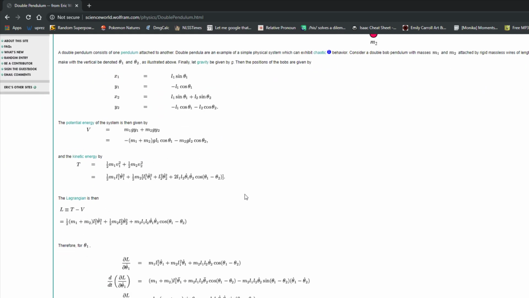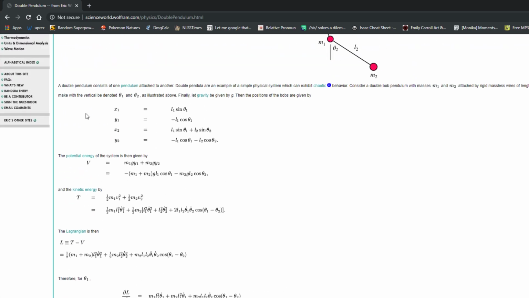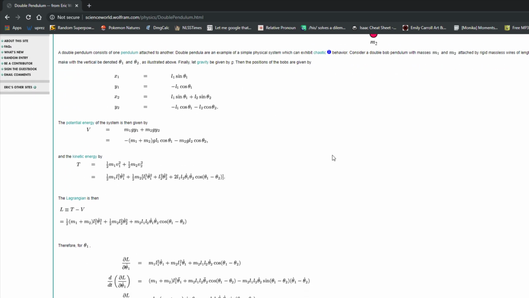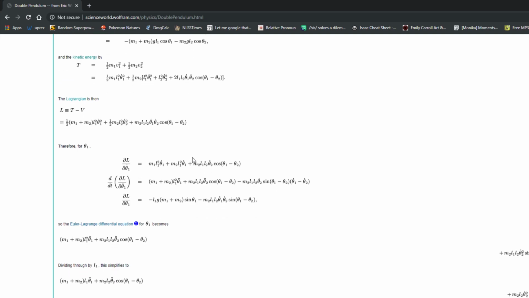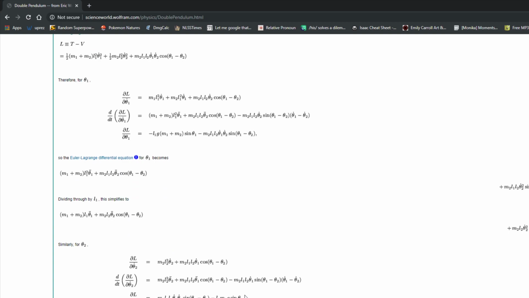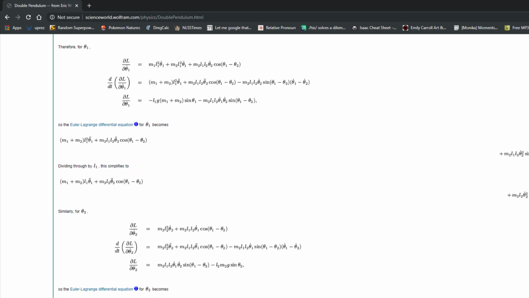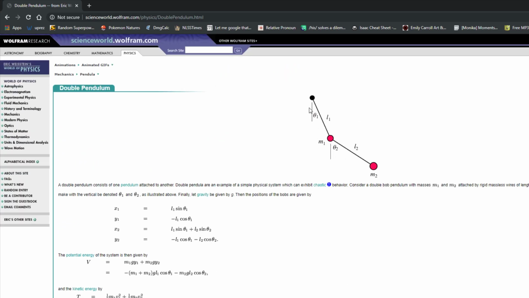The actual equations of motion for the pendulum can be found by using kinetic and potential energy and the position of the bobs, turning them into a Lagrangian. I don't even know how to pronounce it. Then you come up with the Euler-Lagrange differential equations for theta 1 and theta 2. So this is what they look like, and that's what they are simplified for 1 and 2. So it's these. We're trying to solve those.